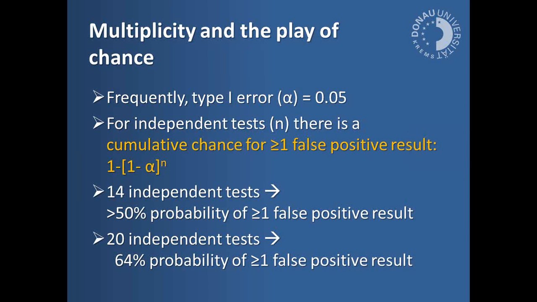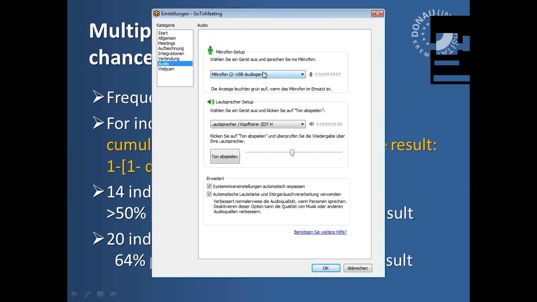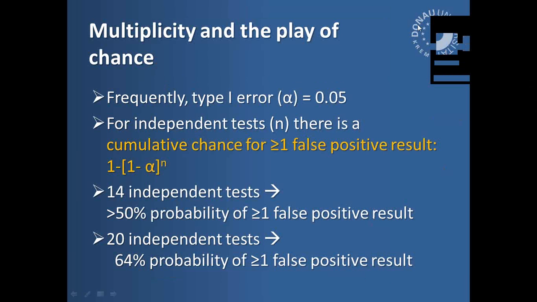For the multiplicity and the play of chance, usually we have a type 1 error of 5%, and for independent tests there is a cumulative chance to have more than one false positive result. So for example, if you do 14 independent tests, you have more than 50% chance to get a false positive result. If you do 20 independent tests, you are already at 64% probability of at least one false positive result.